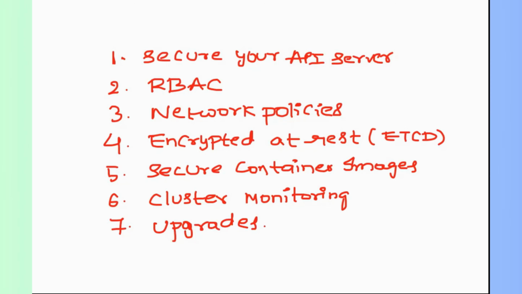But on a high level, these have to be your top 7 priority points. That is, you have to secure your API server. Why? I'll tell you. How? I'll tell you. Don't worry about it. Second, RBAC. Third is network policies. What is network policy? Why is it required? I'll tell you. Fourth, encrypt the data at rest in your etcd. Secure container images is a must. You have to do cluster monitoring. You have to do constant and frequent upgrades. Okay, let's talk about each and every topic here.